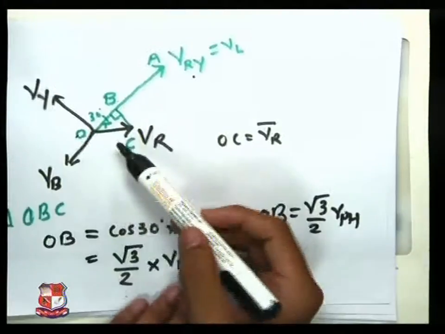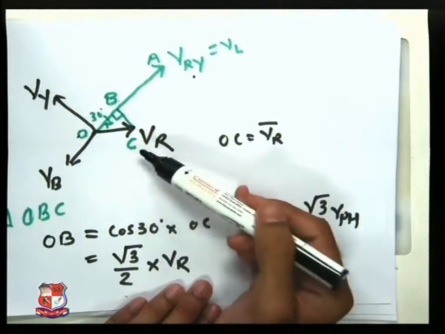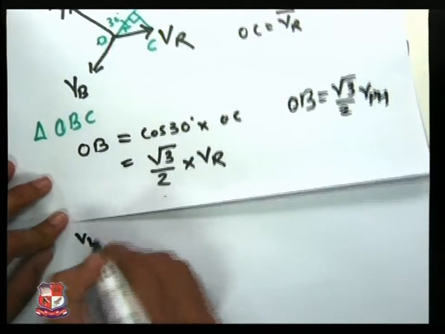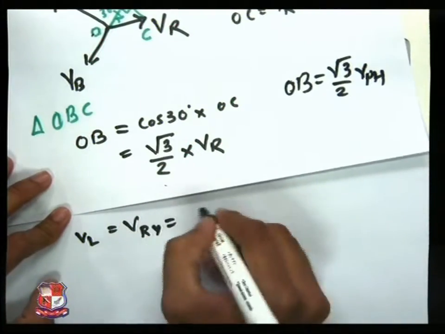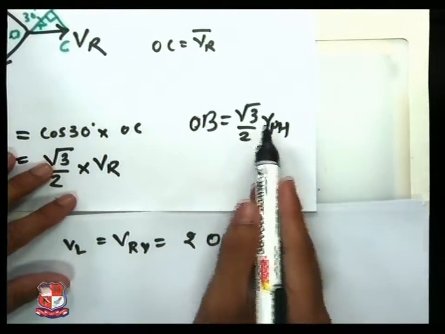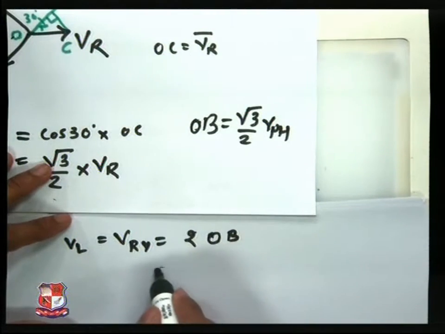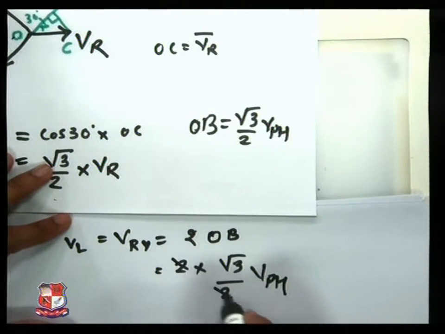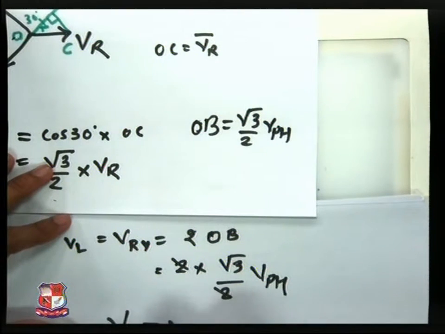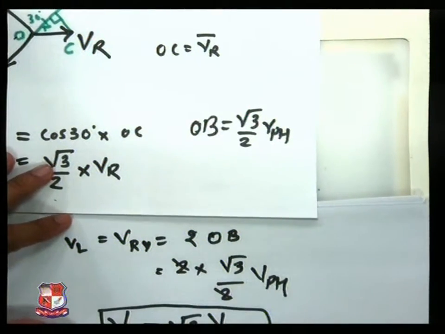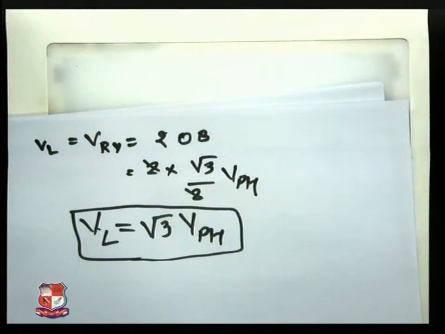And as we know, OB is half of OA. So from this we get that the line voltage VRY is given by 2 times OB. As we know, the value of OB is root 3 by 2 VPH. So 2 into root 3 by 2 VPH, the 2 cancels, so we get line voltage equal to root 3 phase voltage. So it is the complete derivation of line voltage equal to root 3 VPH.